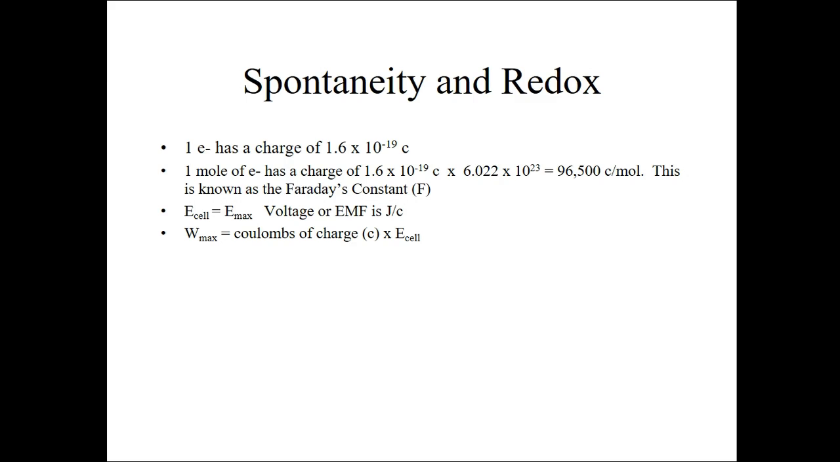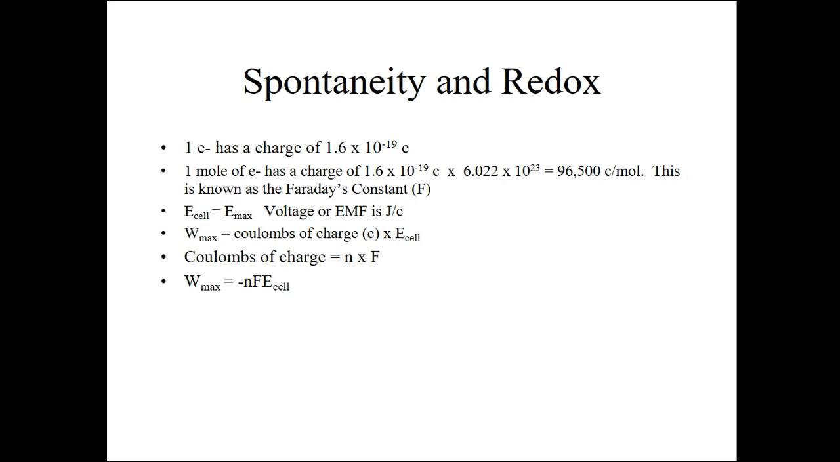So, coulombs of charge turns out to be equal to the number of moles of electrons that pass through the cell through the redox process times the Faraday's constant. If we replace coulombs of charge in the equation above with N times F, we get an equation that looks like this. So the maximum amount of work that the cell needs to do in order to move charge through the cell is equal to minus N, which is the number of moles of electrons, times the Faraday's constant, times E of the cell. Now remember, my friends, these reactions are spontaneous.